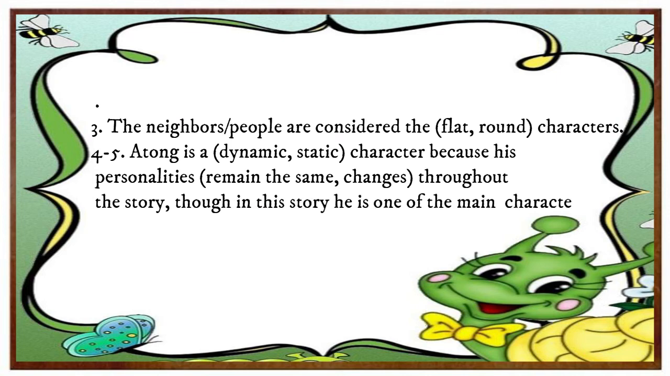Number 4 to 5. Atong is a (dynamic, static) character because his personality (remains the same, changes) throughout the story, though in this story, he is one of the main characters.